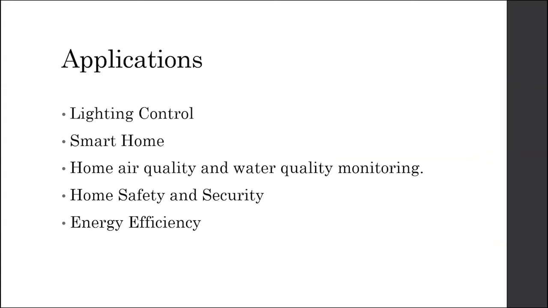The applications of our prototype or the ideal project are lighting control. We can make a smart home, for example playing music, turning on the AC or warming the water. There is also home air quality and water quality monitoring, for anything connected as part of the Internet of Things. Then safety and security, connected to the bell and alarm system. And lastly, energy efficiency: it will save energy whenever someone is not there.